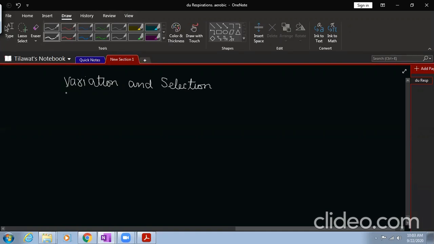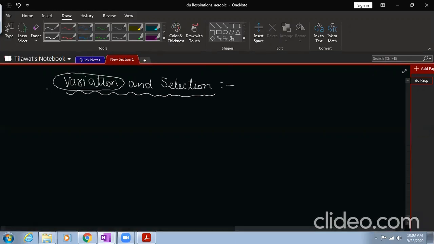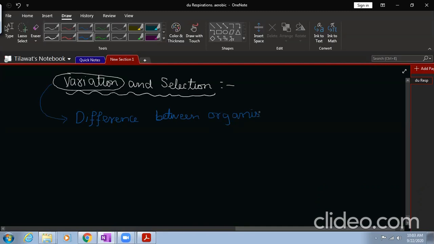First of all, we should know about variation. Variation is the difference between organisms of the same species. What is variation? Variation is the difference between organisms of the same species.